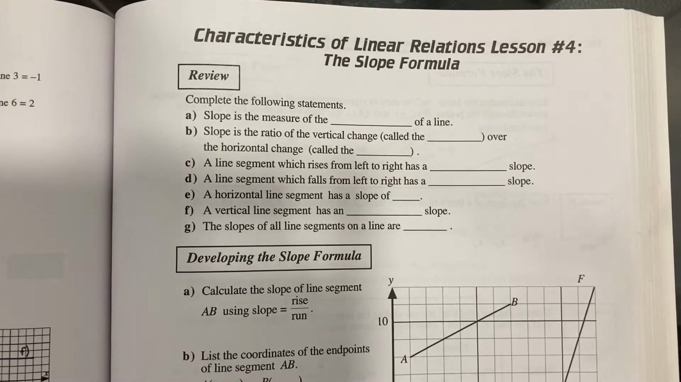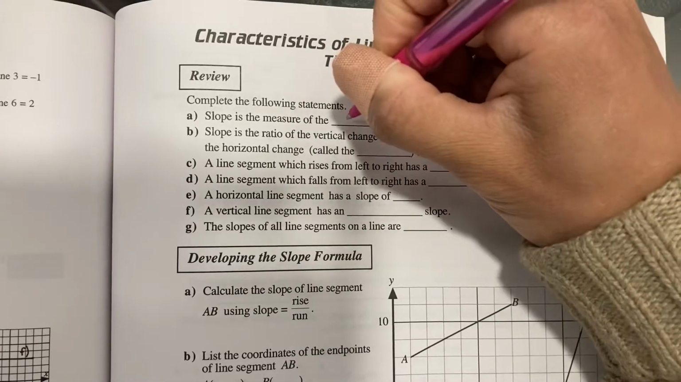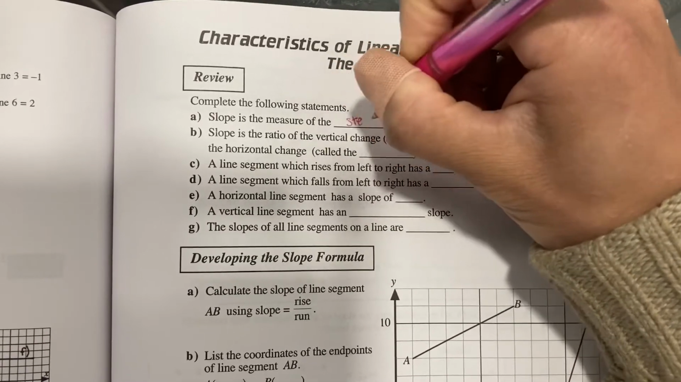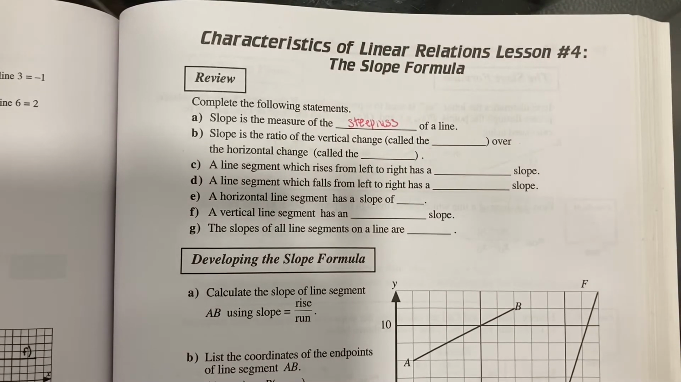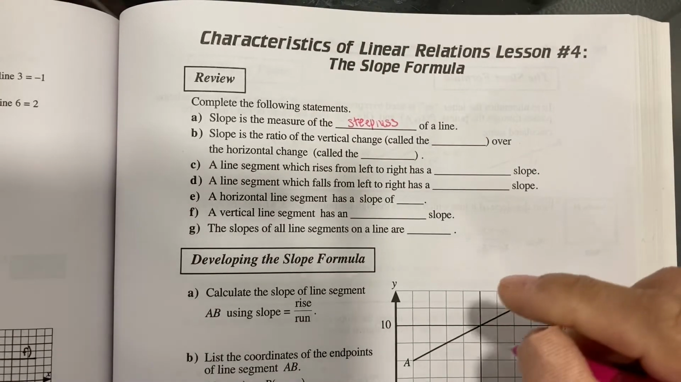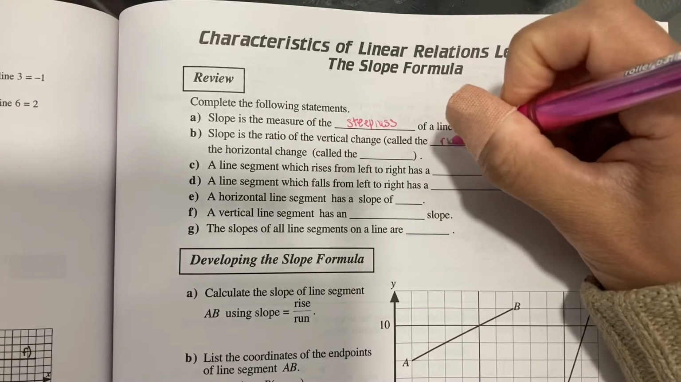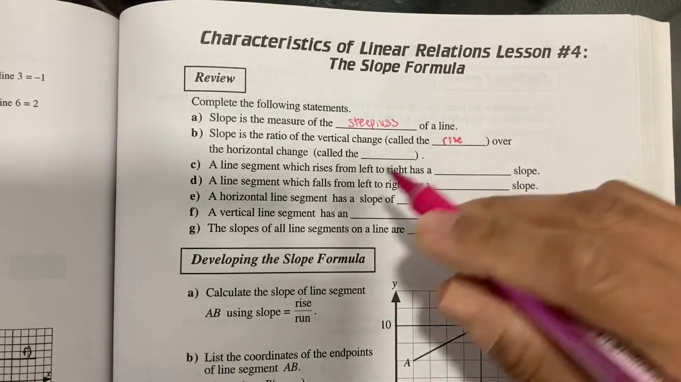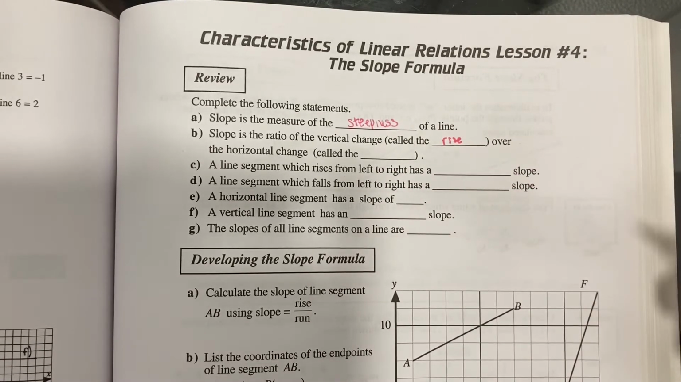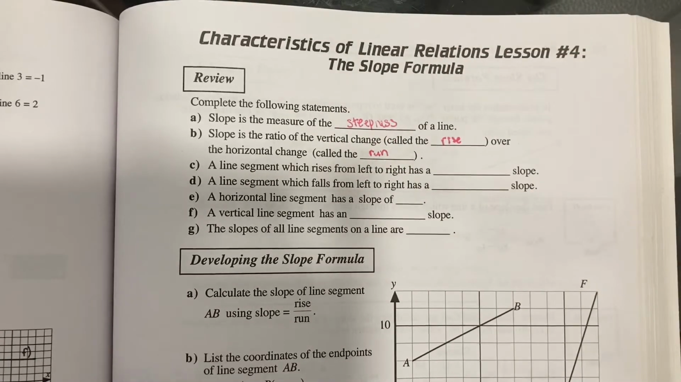So first of all, slope is the measure of how steep a line is. So it's a measure of the steepness of a line. Slope is the ratio of the vertical change. So remember, yesterday we called it the rise, and we divide that by the horizontal change. So we divide it by what is called the run.